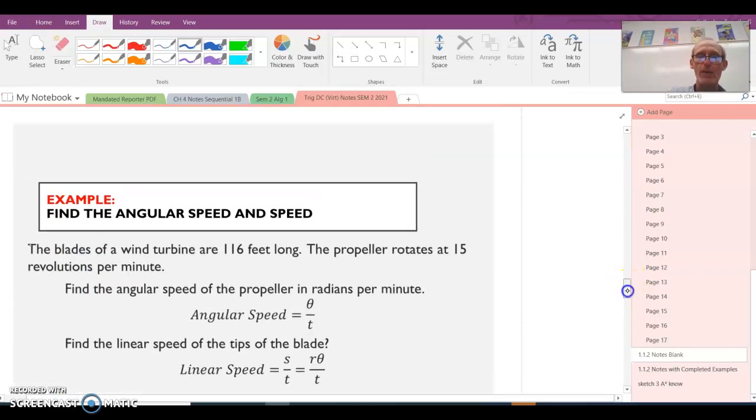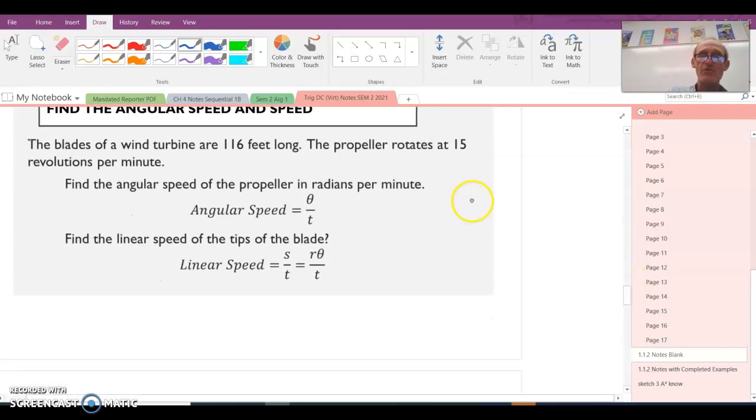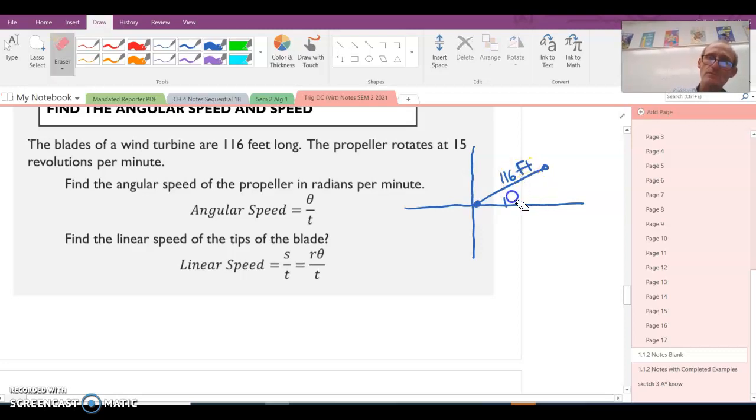The blades of a wind turbine are 116 feet long. Okay. So this is 116 feet. And we can put that on the X and Y axis just to give us some point of reference. So it's 116 feet. All right, so this thing's spinning, right? This blade is spinning.